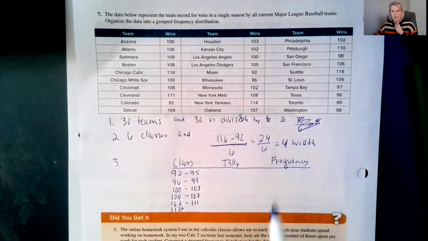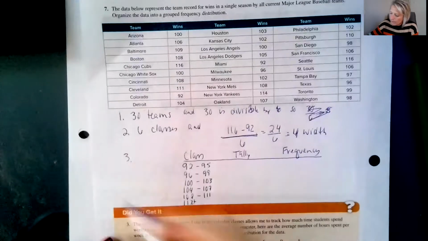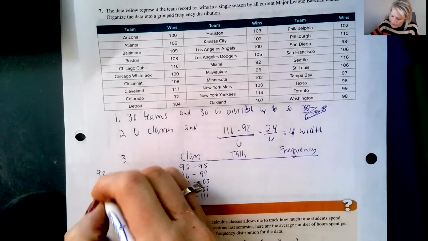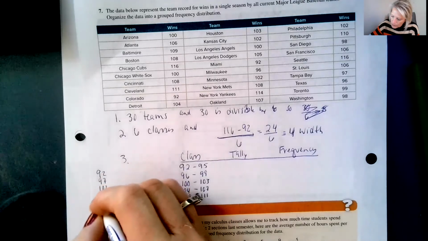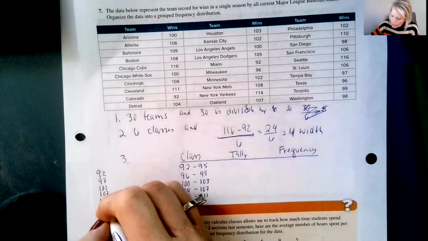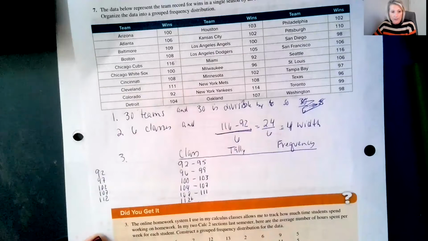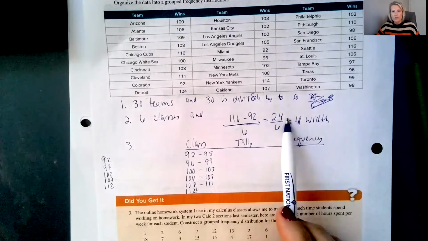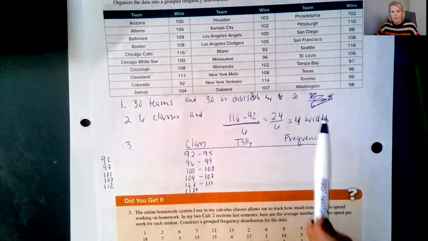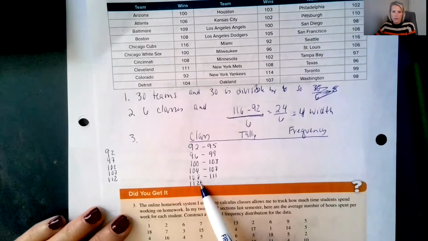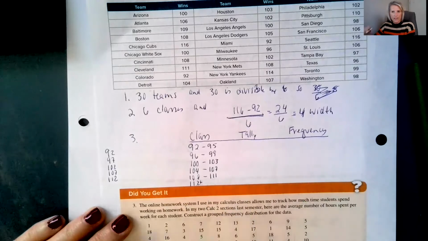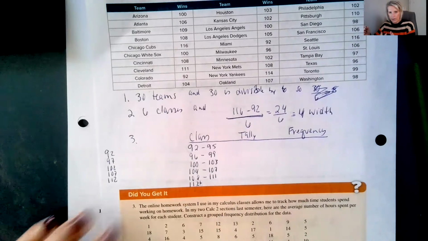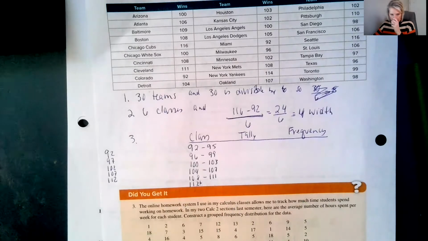Now, I could have done 5 classes, and then my width would have been 5. And if I started at 92, I would have 92, 97, 102, 107, 112, 1, 2, 3, 4, 5. I still have the same situation, because 24 divided by 5 is not quite 5, but I rounded up to 5. So I'm just going to do the 112 plus, and I just put the plus there to recognize I went just above my width, which would have been 115.